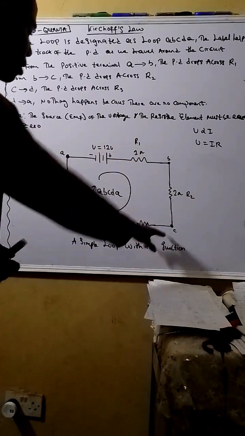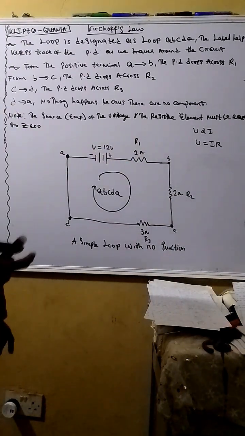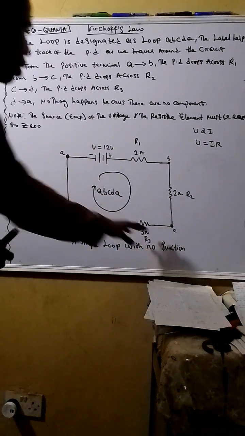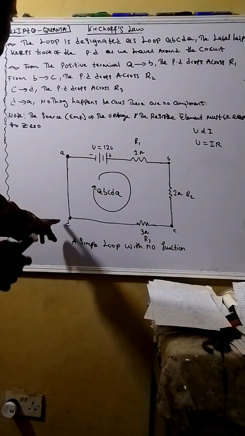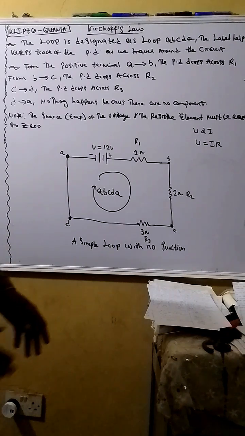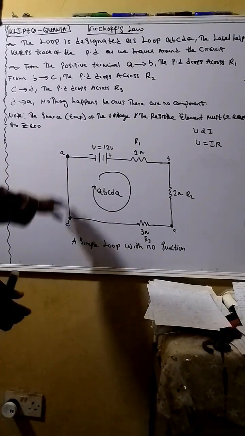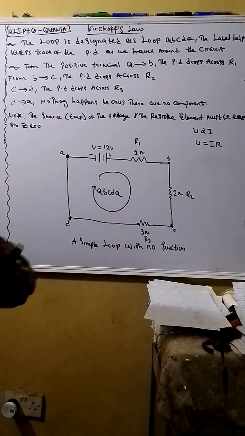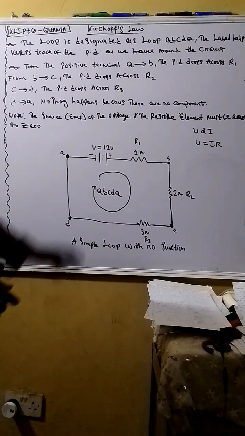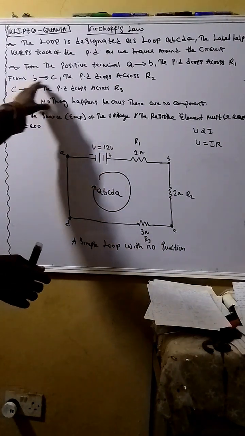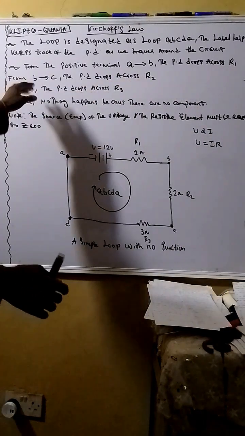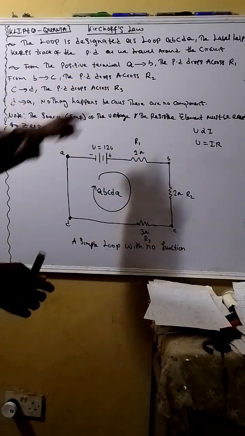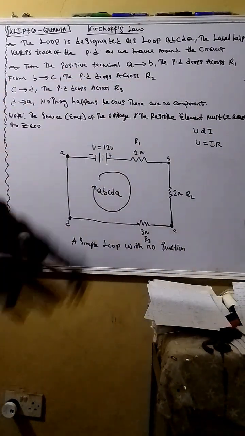Then when it moves from C to D, at the point at which it moves from C to D, the voltage will also be utilized. Are you getting what I'm saying? But if it moves from D to A here, nothing will happen because there is no component here. So we said from B to C, the potential difference will drop again across R2. C to D, it will drop again across R3. D to A, nothing will happen because there are no components.